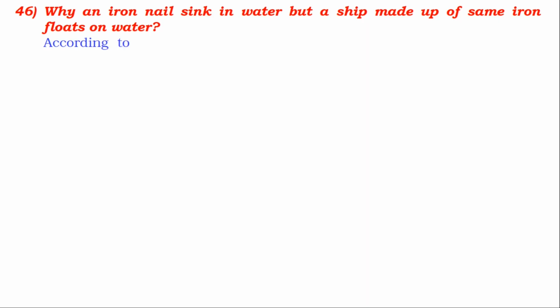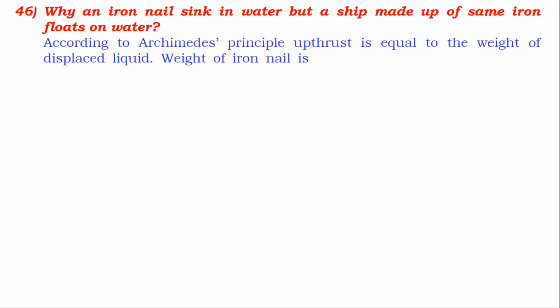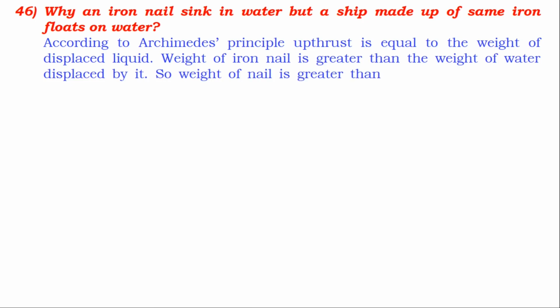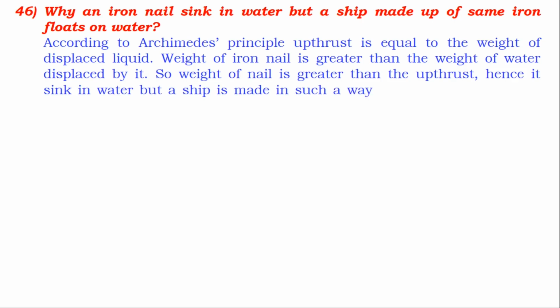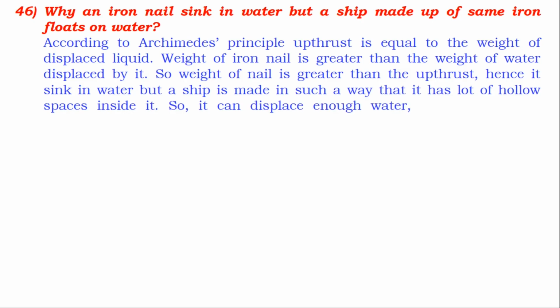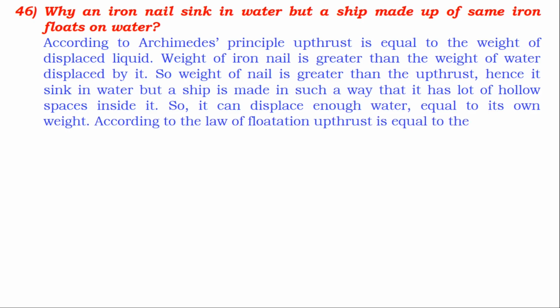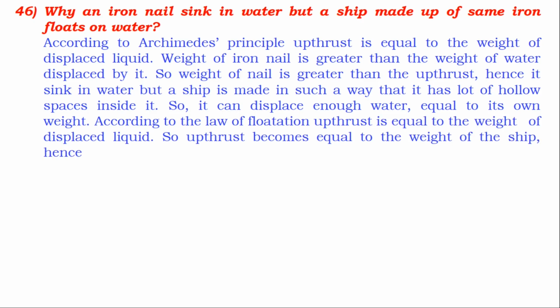Now, how can we write this clearly? According to Archimedes' principle, upthrust is equal to the weight of displaced liquid. The weight of the iron nail is greater than the weight of water displaced by it. So, the weight of the nail is greater than the upthrust. Hence, it sinks in water. But a ship is made in such a way that it has a lot of hollow space inside it. So, it can displace enough water equal to its own weight. And according to the law of flotation, upthrust is equal to the weight of displaced liquid. So, upthrust becomes equal to the weight of the ship. Hence, the ship floats on water. This is the reason.